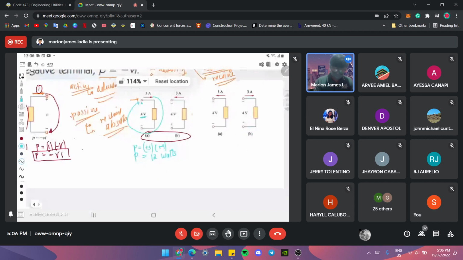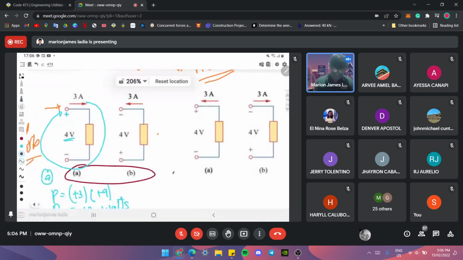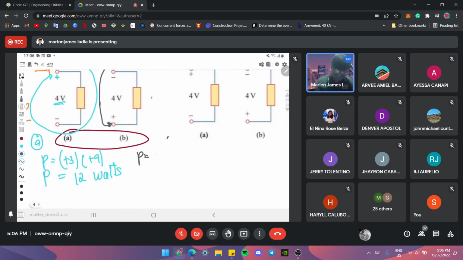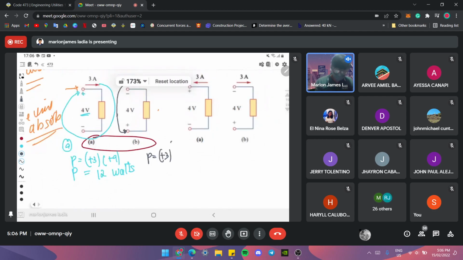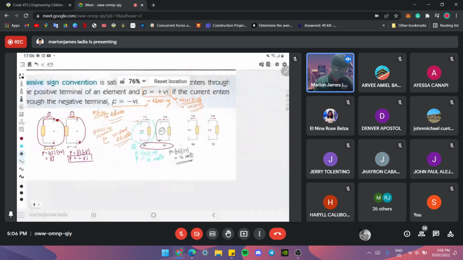So this is our diagram A. How about our diagram B, how did I say it's the same? Actually, this is our diagram B. You'll notice that the 3 ampere is going out of the negative. But if I follow it with its direction, you can see that it enters the positive. Therefore, power is equal to positive 3 and it enters the positive value of our 4 volts. Therefore, this is equal to 12 watts. That is positive.